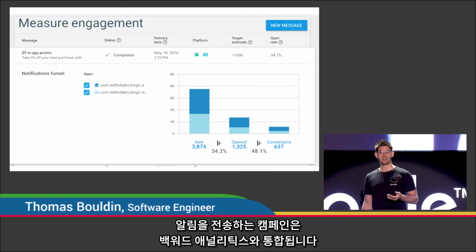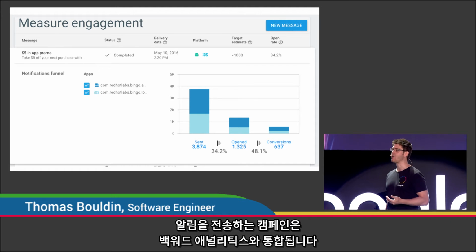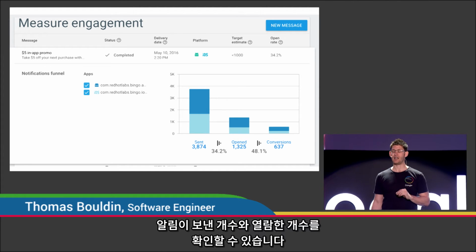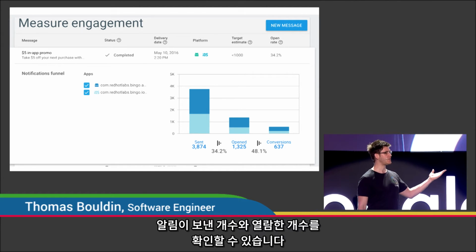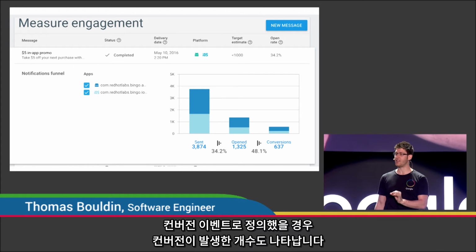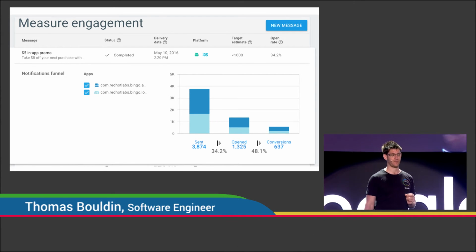Now, the campaigns that we send with notifications integrate back with analytics. When I click on a finished campaign, I see this funnel right here. I understand how many notifications have been sent, how many have been opened, and if I defined that conversion event, how many conversions have taken place.